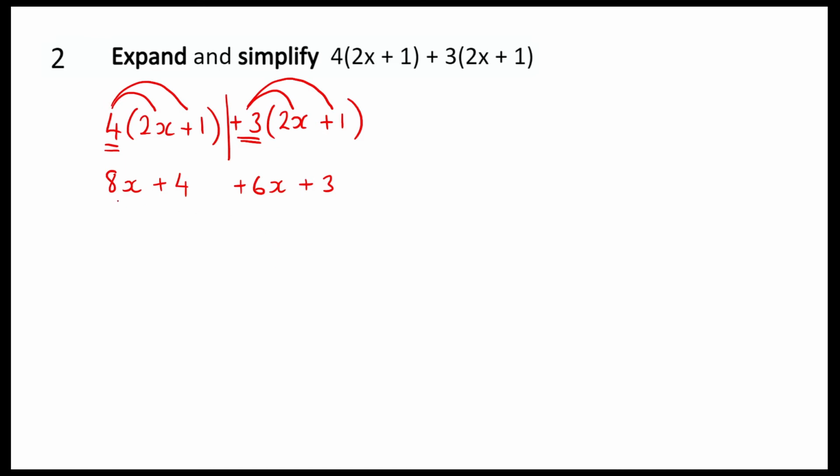So first of all, looking at our x terms just here, we've got 8x plus 6x. Again, think really carefully about what the signs in front of your terms are. 8x plus 6x gives us 14 x's in total. And then likewise, we've got positive 4 and positive 3. If I have positive 4 and add 3 to it, I end up with positive 7. So that's my answer, 14x plus 7.